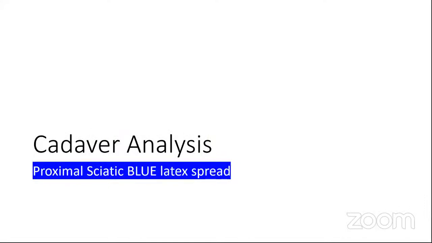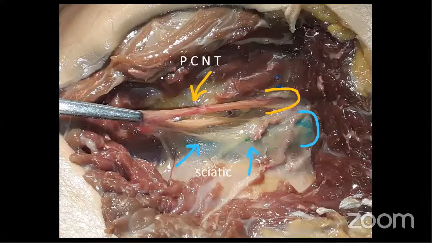So this is just a cadaveric analysis of the spread of the latex that we did in Graz. This was 2 years back when I visited the University of Graz anatomy department with George Fiegel. Now here you'll find that we are looking into the posterior aspect of the gluteus maximus, which has been totally exposed. This is all gluteus maximus, which is exposed. You can see the posterior cutaneous nerve of thigh. It's quite thick and it's quite visible.